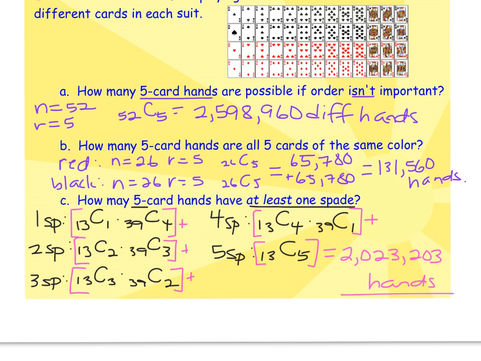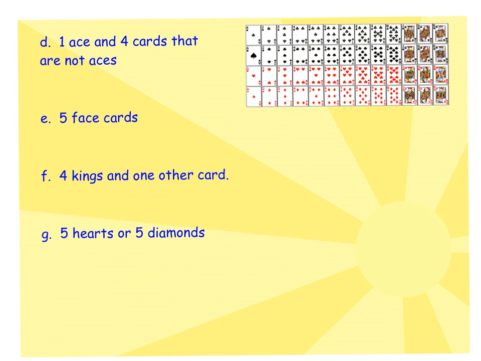If you typed it in correctly, you should have 2,023,203 different 5-card hands that have at least 1 spade in them. That's a pretty significant amount. Let's try a few more. The more particular we get, the less the amount is that we'll have total.